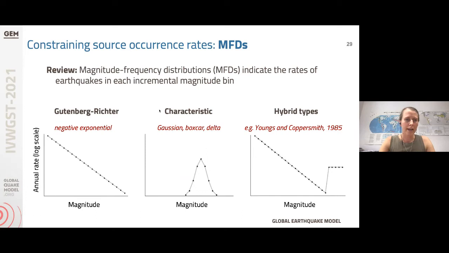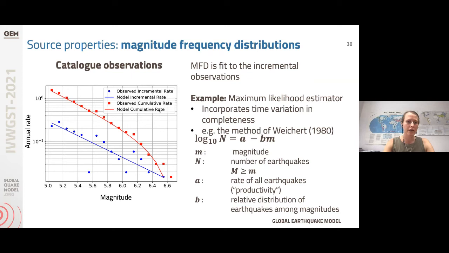To remind you, a magnitude frequency distribution indicates the rates of earthquakes in each incremental magnitude bin. And these are the three types of MFDs that we looked at yesterday. The first means of constraining occurrence rates, or MFDs, is by using catalog observations to fit a magnitude frequency distribution that's representative of one of the main formats. The example shown here is using a maximum likelihood estimator to find the Gutenberg-Richter MFD. And it's incorporating the time variation in the completeness to ensure that all of the rates are as representative as possible of the source.